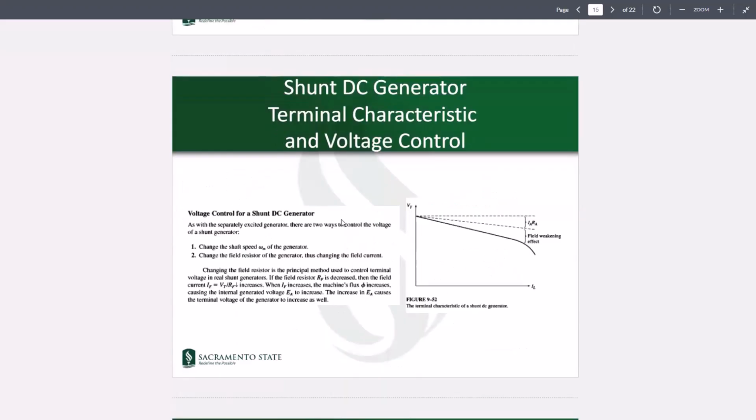The terminal characteristic of this shunt generator would be similar to the separately excited one once it has started operating and the voltage has been built up. If you do not consider the field weakening effect because of the armature reaction, you can assume that there would be something like an RAIA drop. And additionally, if there is a field weakening effect because of the armature reaction, this would be the practical line that you would get, that could become nonlinear as the load is growing.